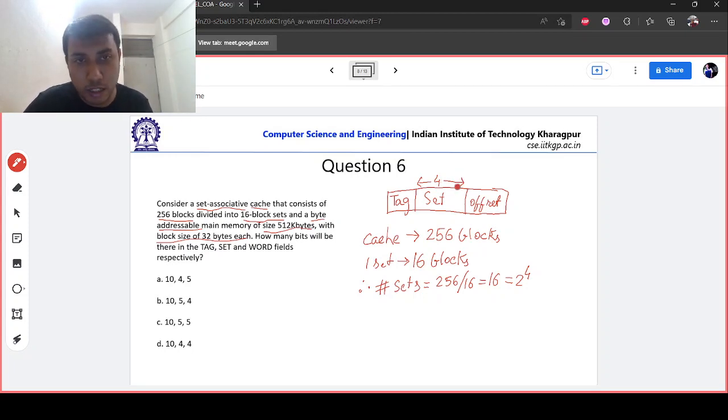Next comes the offset. The block size is 32 bytes, and remember this is a byte addressable memory, where each byte has a specific address. We can write this as 2 to the power 5 bytes. To identify each of these bytes, we require a 5-bit address. So this will be 5.